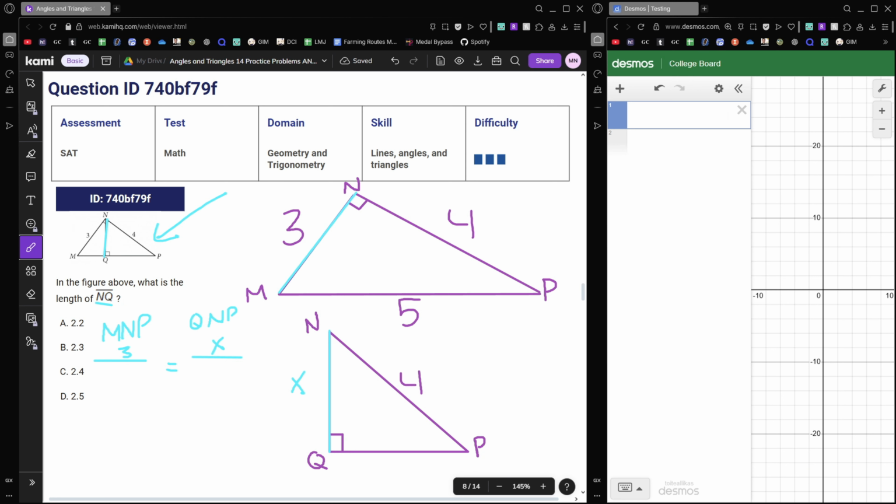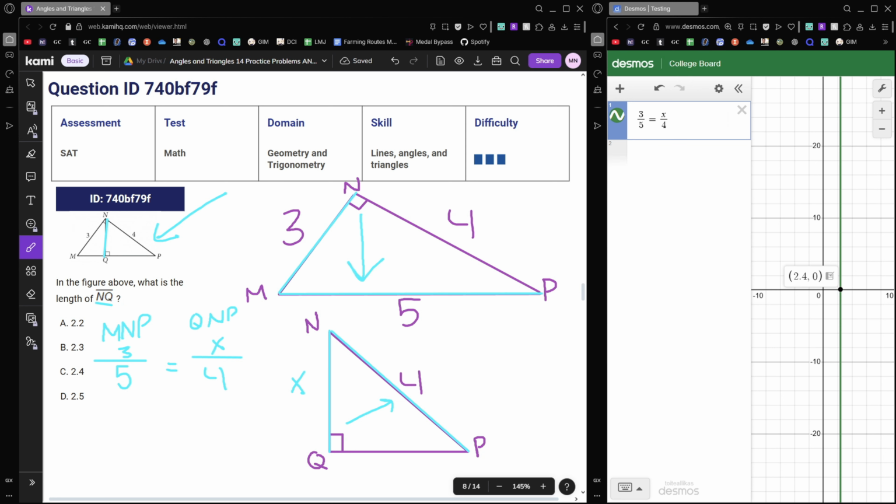Next, the longest side will always go with the longest side. So the longest side in any triangle is always the hypotenuse, and that's going to be across from the 90-degree angle. So in your top triangle, the longest side is this side right here, which is 5. And then in the bottom triangle, the longest side is this side right here, which is 4. And now all we have to do is solve for x, so let's go ahead and put that in Desmos. And you get that x is equal to 2.4, making your answer C.